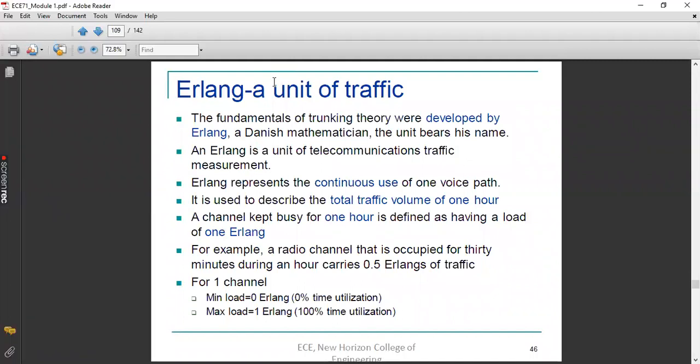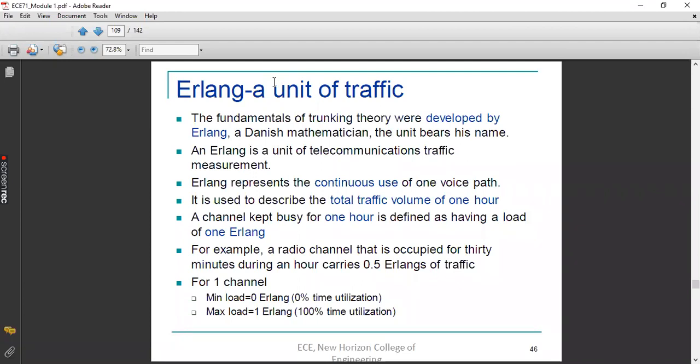So as I told you, Erlang is nothing but the unit of traffic. It is named after the scientist, a Danish mathematician, who developed this trunking theory in telecommunication systems. So it was named after his invention. Erlang is a unit of telecommunications traffic measurement, and it represents the continuous use of one voice path. If the entire voice path is continuously used for the whole observation period, then we can say that the traffic intensity is 1 Erlang.